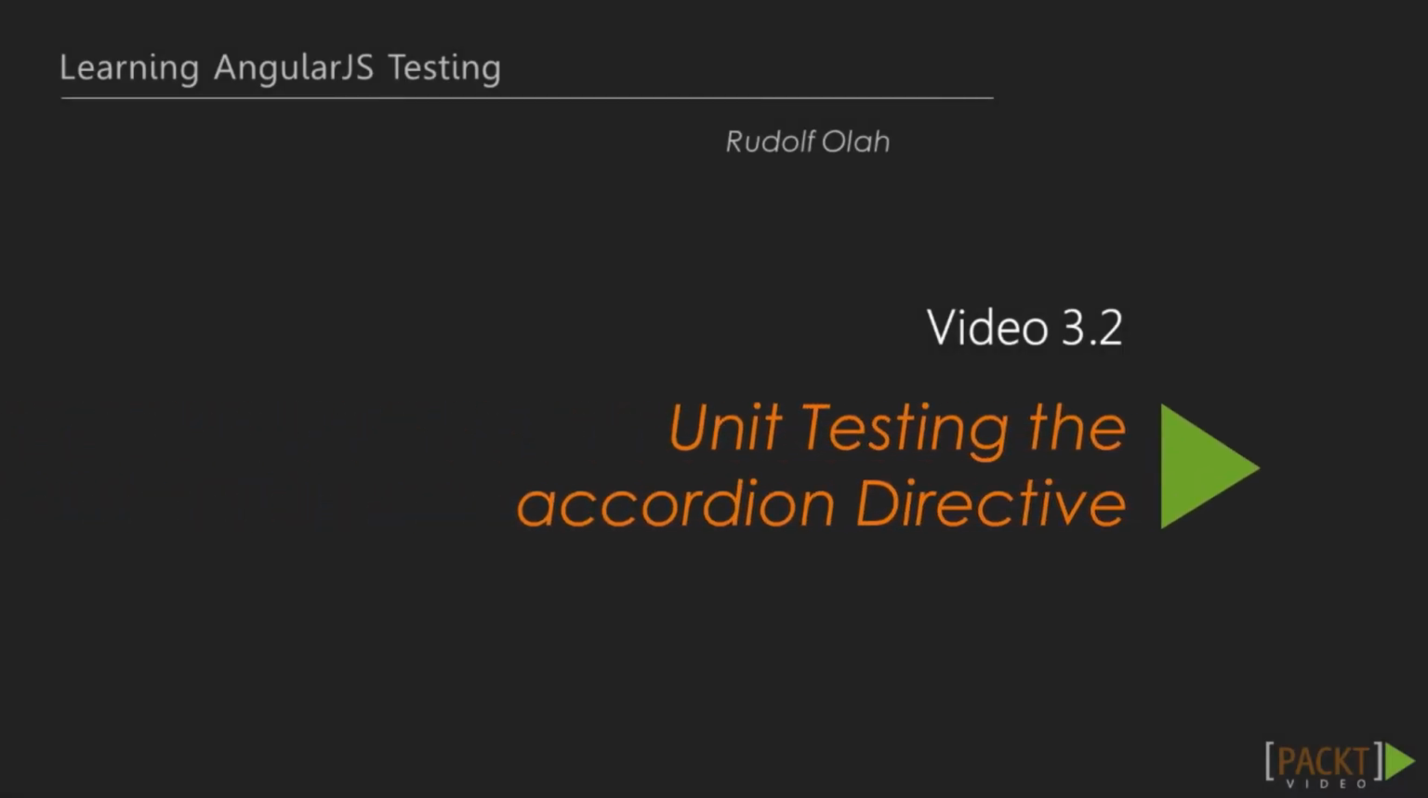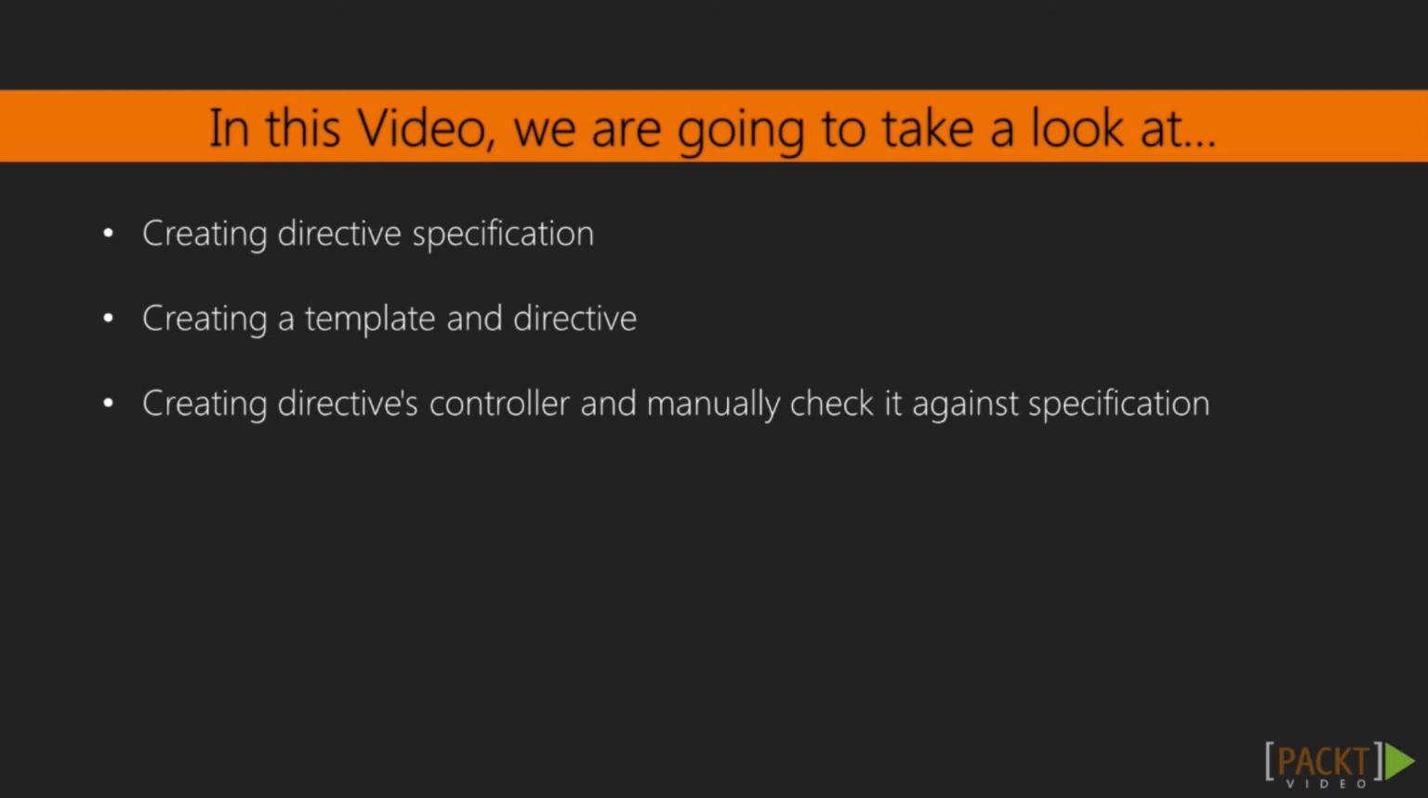In the previous video, we created an accordion directive. In this video, we will be writing unit tests to prove that the accordion directive works properly. Unit testing an interface component can be difficult, but with Angular and Jasmine, we're able to do so easily. AngularJS is specifically designed to make all components, including user interface components, testable.